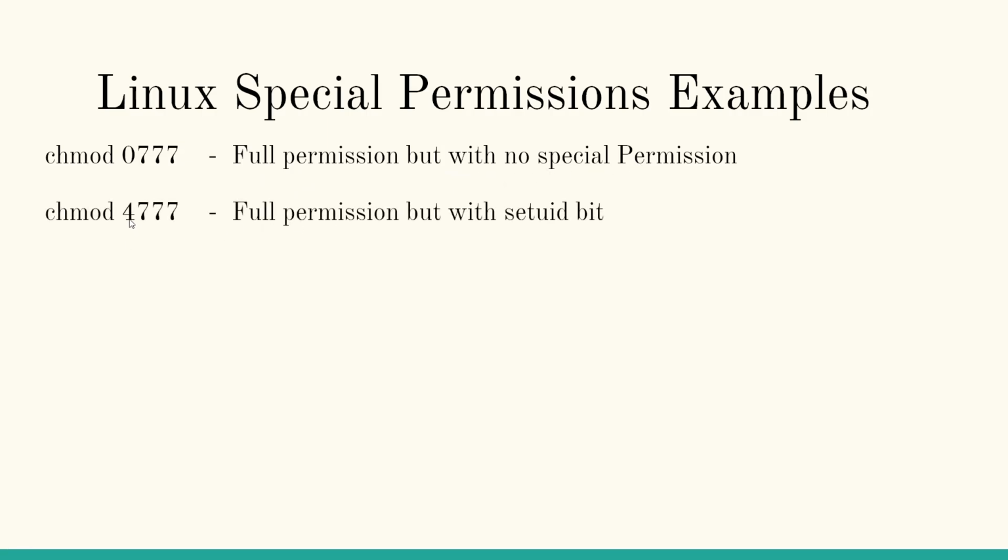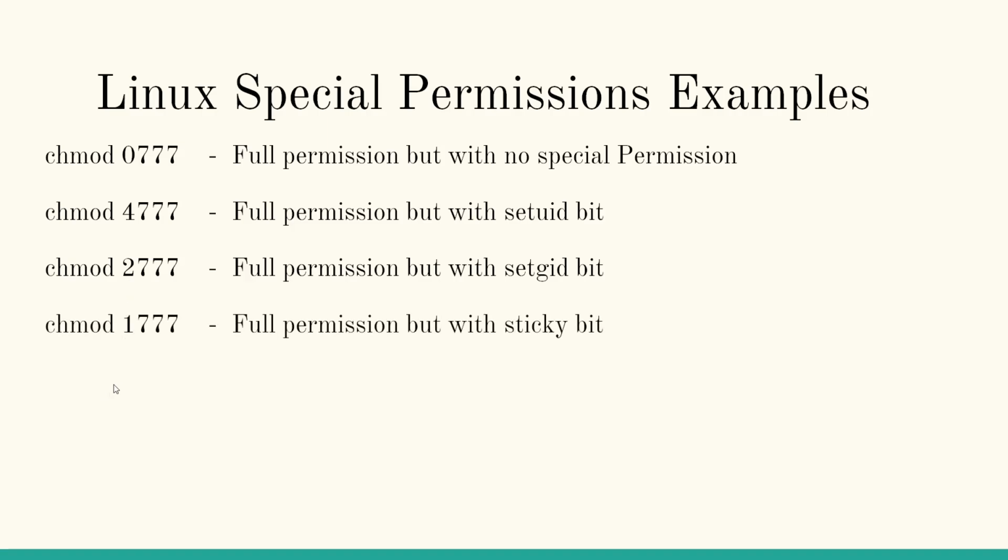We have chmod 4777, which is full permission but with the setuid bit. We have 2777, which is full permission but with the setgid bit. As you can see, 4, 2. Then what do you expect the third will be? It is 1. Correct, chmod 1777 is for permission with the sticky bit. Now I want to ask you a question: how do you provide a permission with setuid, setgid, and sticky bit, depending on what we learned previously? Yes, correct. We will use chmod 7777.